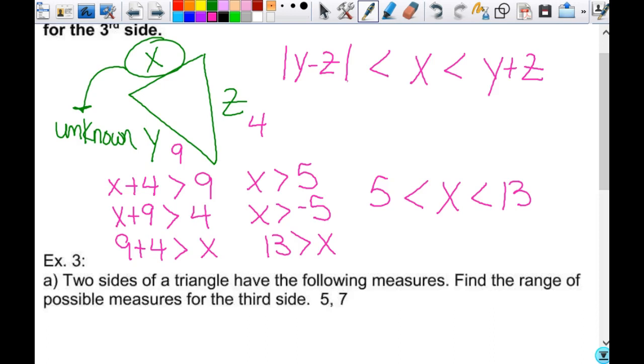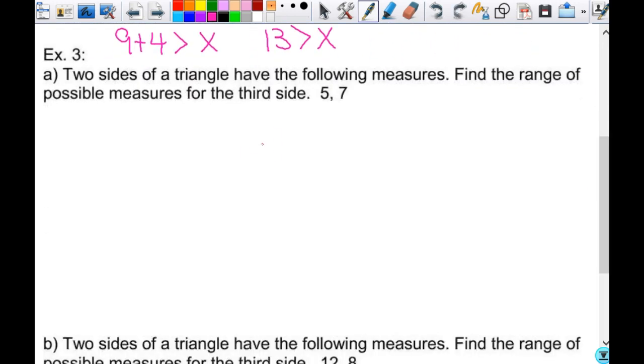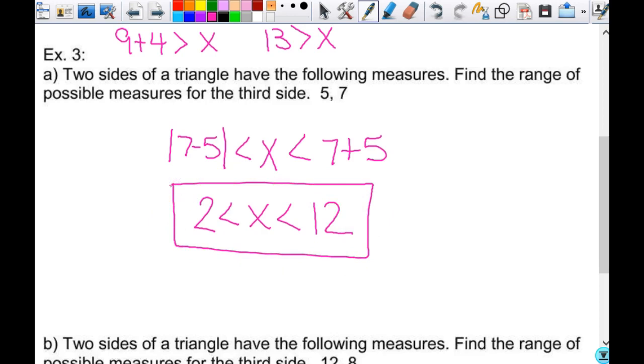It's as easy as that. You're just doing a little inequality. You add them on one side, you subtract on the other. So when I'm looking for my range of values, X is between the absolute value of 7 minus 5 and 7 plus 5. So that means the range of possible values for the side length looks like that. That make sense to you? Subtract them on the left, add them on the right. On the left, if it's negative, you're just taking the absolute value. It's that easy.